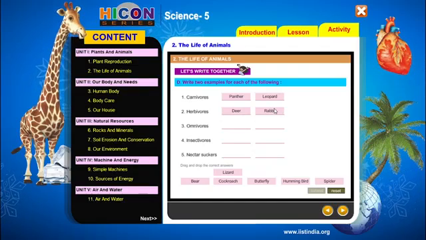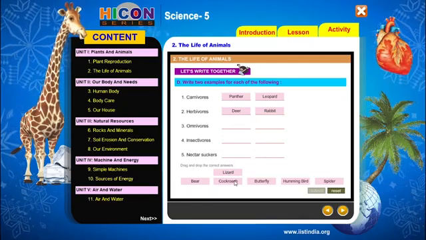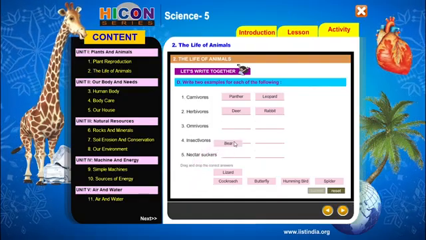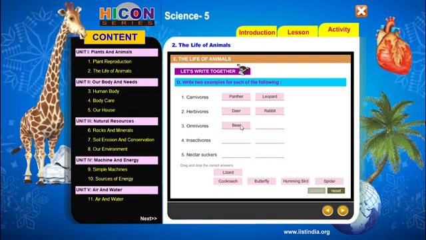Next see the third one, omnivores. Omnivores means the animals which eat both plants and animals. The animals which eat both plants and flesh are called omnivores. So let us select the examples for the omnivores among the given answers. Which are omnivores? So children, bear. Bear is an omnivore. It can eat both plants and flesh. So write bear as an example for omnivores.